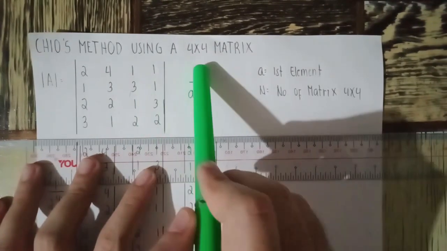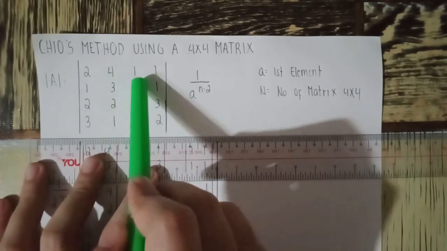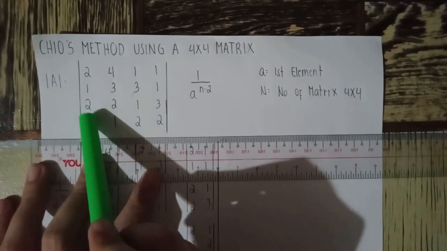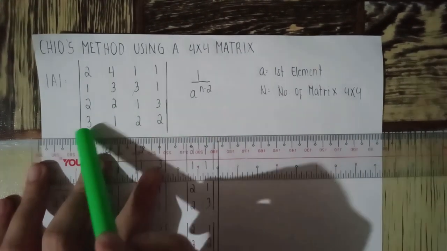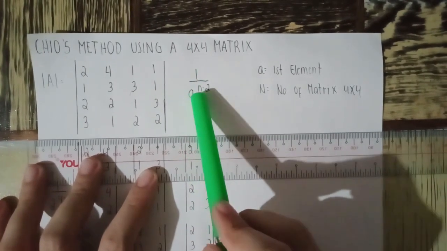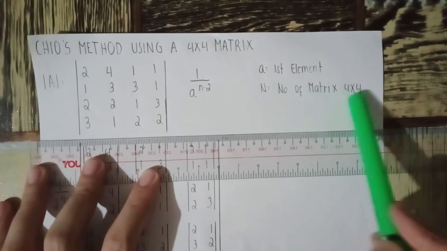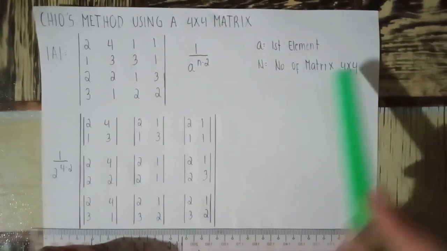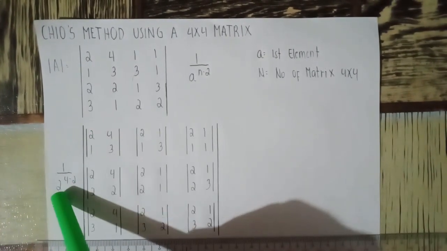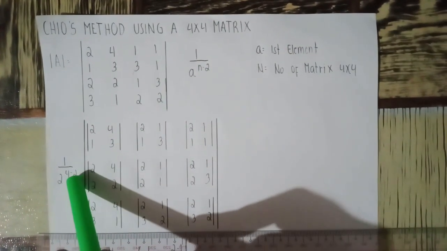Chio's method using a 4 by 4 matrix. The sample is first row 2, 4, 1, 1. Second row is 1, 3, 3, 1. Third row is 2, 2, 1, 3. And the fourth row is 3, 1, 2, 2. And the constant formula is 1 over a raised to n minus 2. A is the first element and n is the size of the matrix, 4 by 4. Next is 1 over 2 raised to 4 minus 2. 2 is the first element and 4 is a 4 by 4 matrix, and copy the formula.